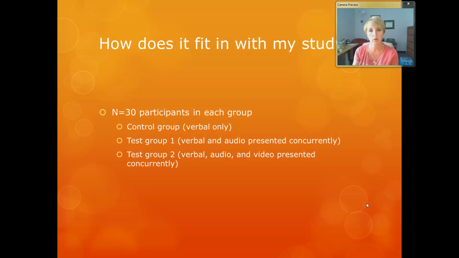well as audio in a concurrent fashion, meaning that when the paragraph comes up for reading, there will be an audio accompaniment with it. And then finally in test group 2, there will be verbal, audio, and video presented concurrently. In other words, there will be words, and then there will be a video that comes up with the narration and a person talking, perhaps showing slides that relate to the particular concepts.